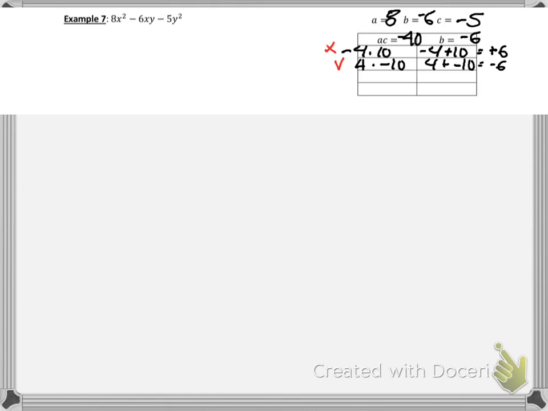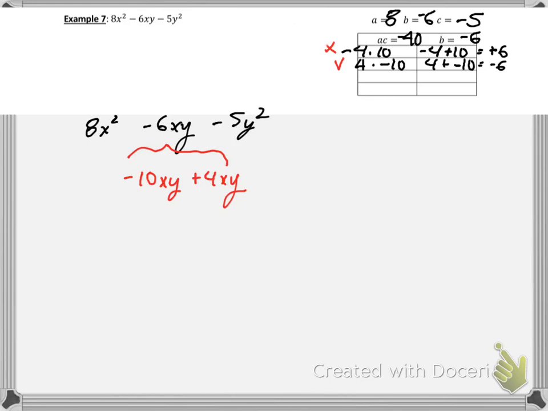So we have 8x squared minus 6xy minus 5y squared, okay? And then we are expressing negative 6xy as negative 10xy plus 4xy, or you could write them in the reverse order. It doesn't really matter. Okay, so again, we have this factoring by grouping because we have 4 terms. And if you're fuzzy on that, go back and watch my factoring by grouping examples.